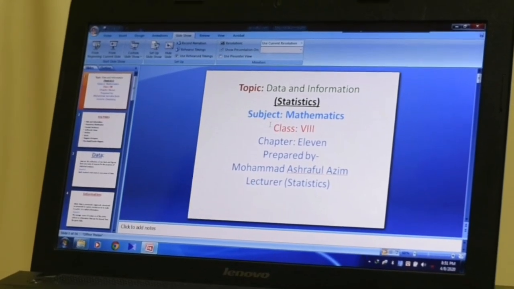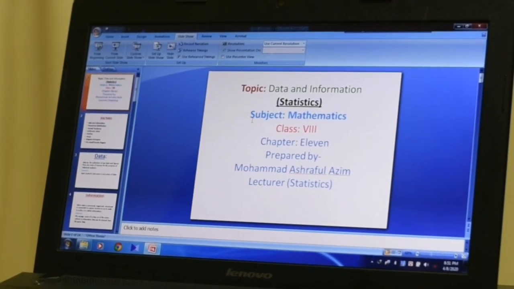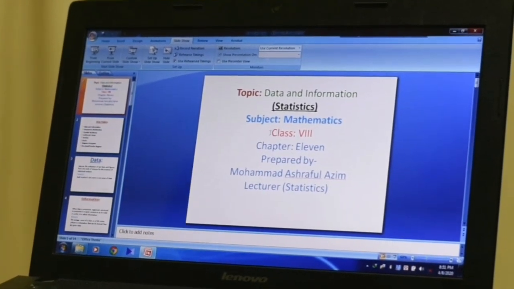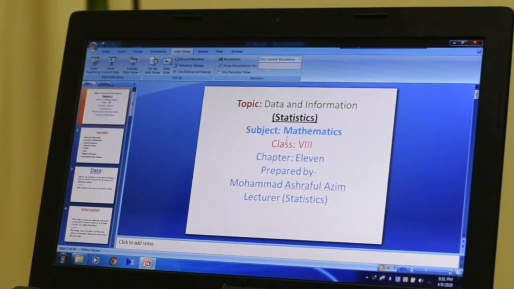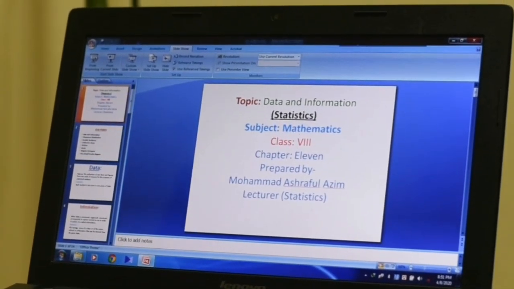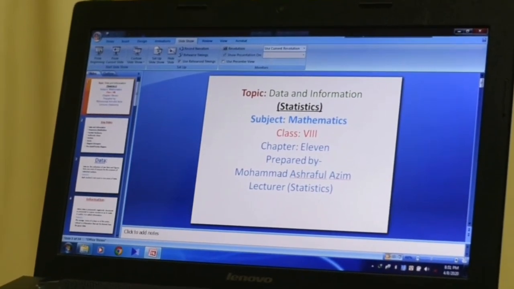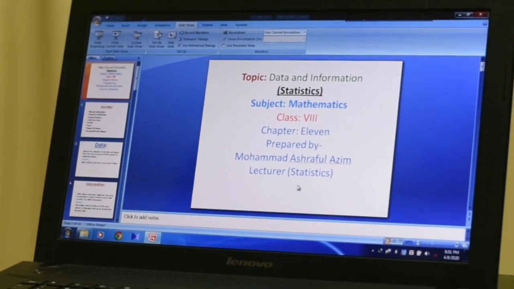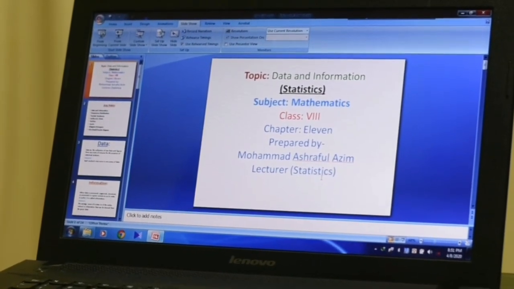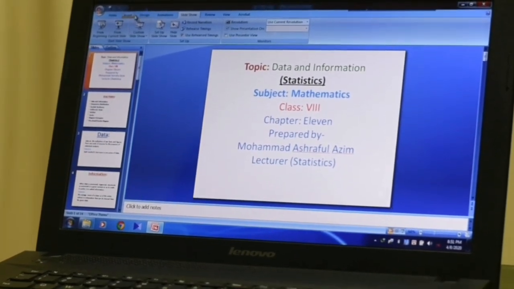As a result, at present, there is a gap in your study. I'll try to deliver a lecture on data and information, which is the 11th chapter of mathematics of class 8. It's a part of statistics. This is Muhammad Ashraful Azim, lecturer in statistics at Rajaputra Model College, discussing the topic.